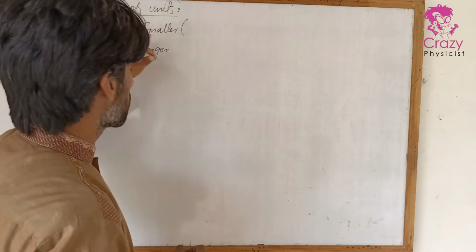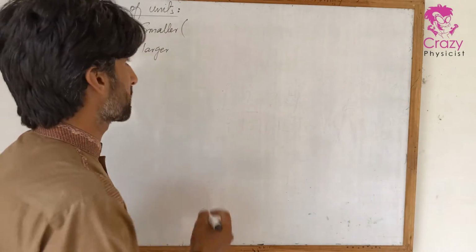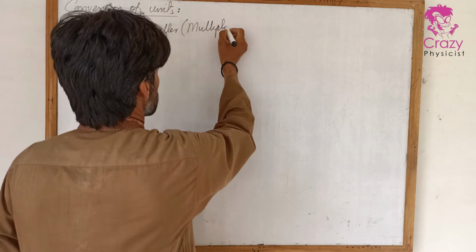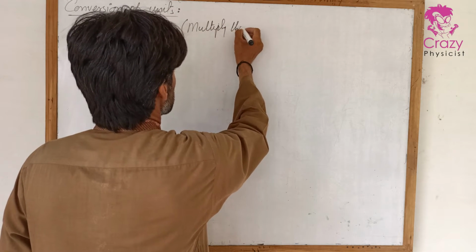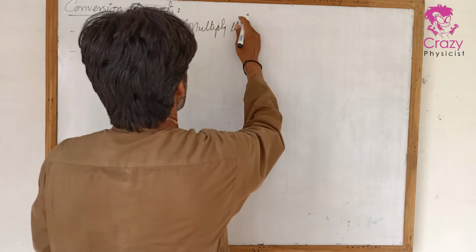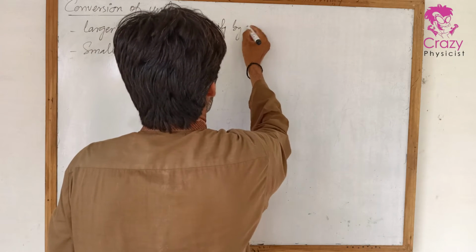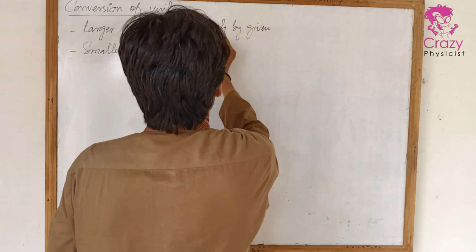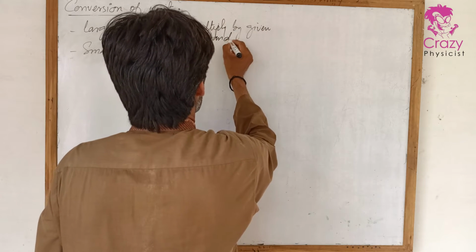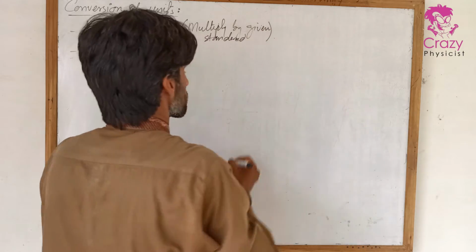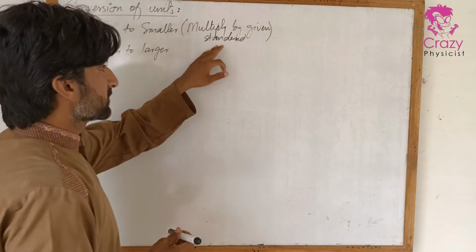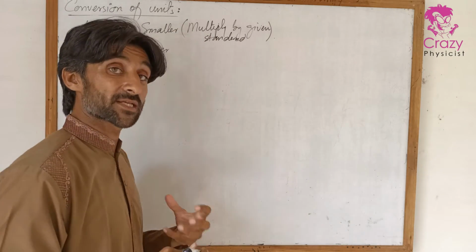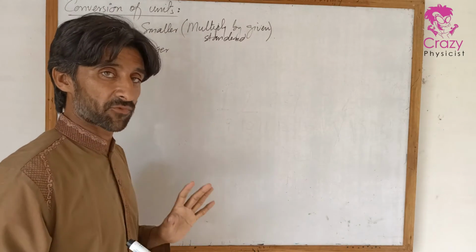When we're going from larger to smaller, what will be the step? We will multiply by the given standard. This is the main thing. The standard which is given, you have to simply multiply it. Whenever we have an example, you will totally grasp the concept I am talking about.